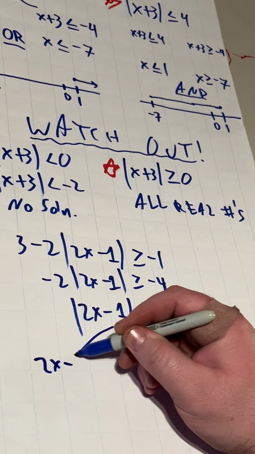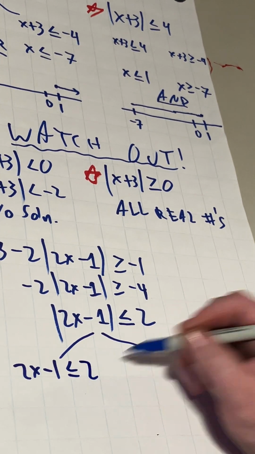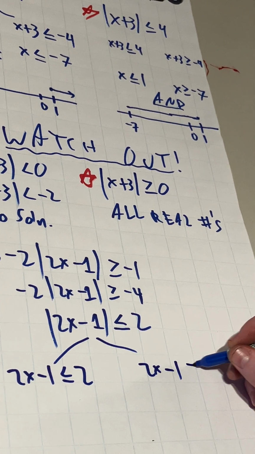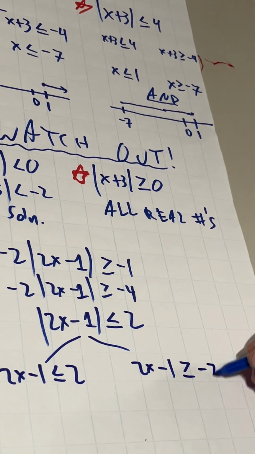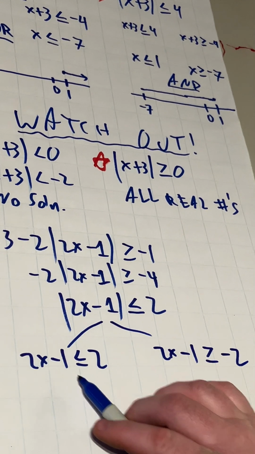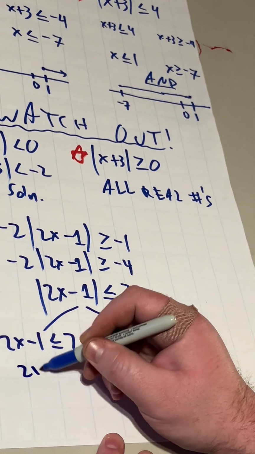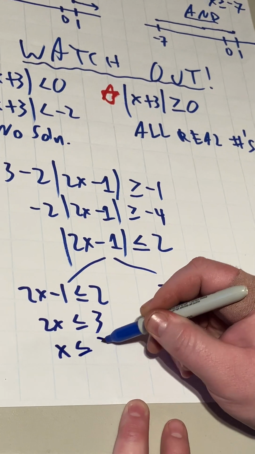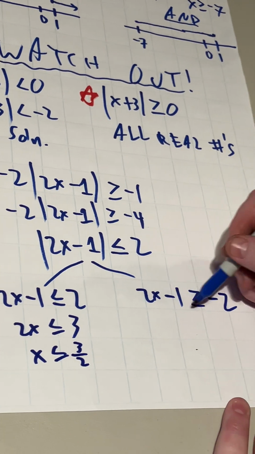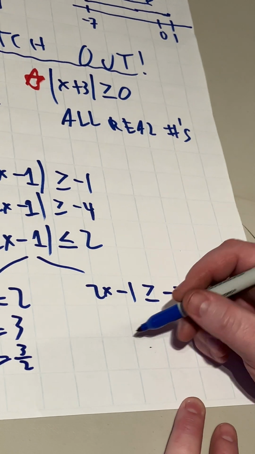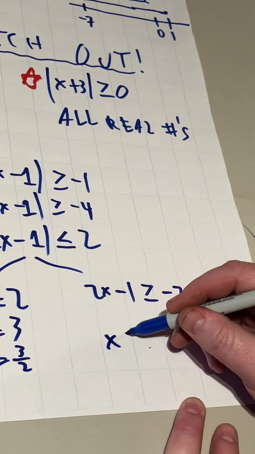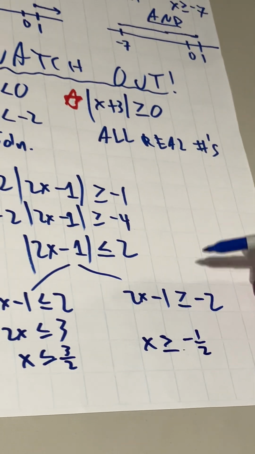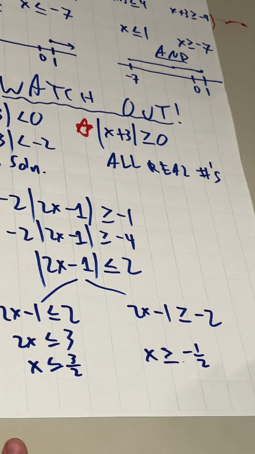So we're now at the step where we can split this up into two inequalities. We know 2x minus 1 could be less than or equal to 2. We also know 2x minus 1 could be greater than or equal to negative 2. We add 1, so we get 2x less than or equal to 3. We divide by 2. x is less than or equal to 3/2. Similarly over here, we're going to add 1, then divide by 2, and we'll get x is greater than or equal to negative 1/2.